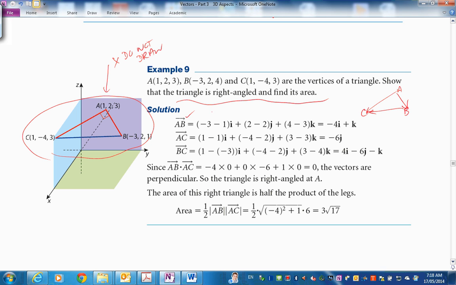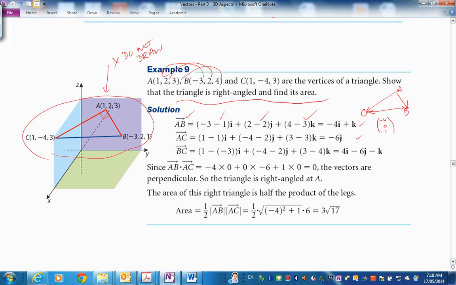So let's look at AB. So it's this one minus this one. Then it's this one minus this one. Then it's this one minus this one. Okay, so you get that vector. Okay, or you could put it as neg 4, 0, 1. No one says you have to work in IJK.